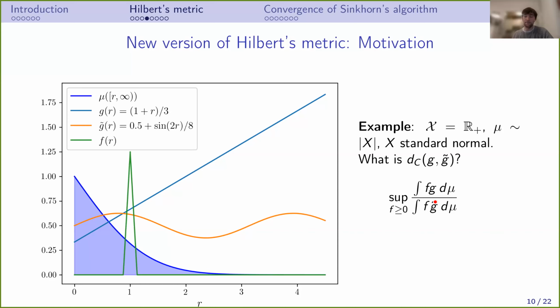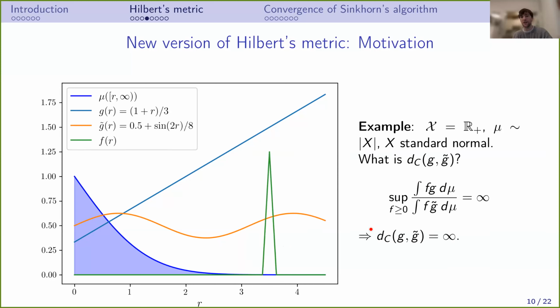And then, of course, for the computation of this baseline version of Hilbert's metric, these kind of fractions occur. If we take these test functions f as these kink functions, then as this function f goes further and further out in the tails, this integral f times g will grow larger and larger, whereas this integral f g tilde will stay roughly the same size. So this shows that this supremum, and therefore this Hilbert metric between G and G tilde, would be infinite. And this is what we want to avoid.